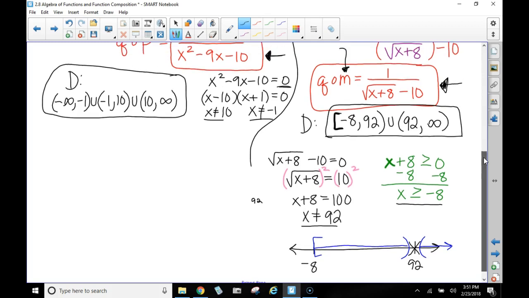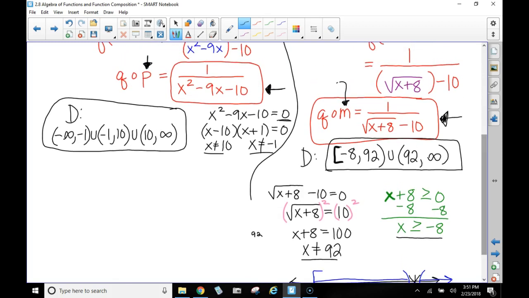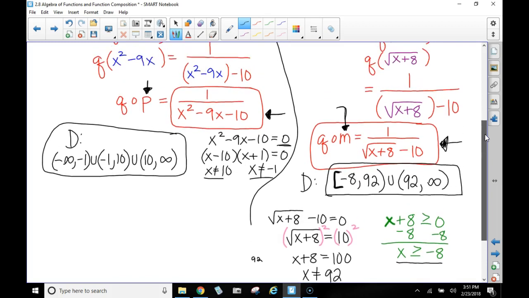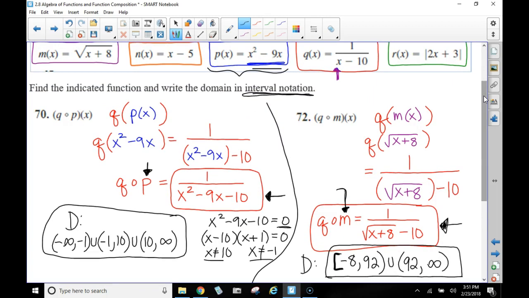Now, I didn't point out right here that don't forget you also have to look at what is the domain of this inner function, the m. So if we look at m, again, it's going to be the same thing because we want to say x plus 8 has to be greater than or equal to 0 for that radical. So x values need to stay greater than or equal to -8, and we've already taken care of that.